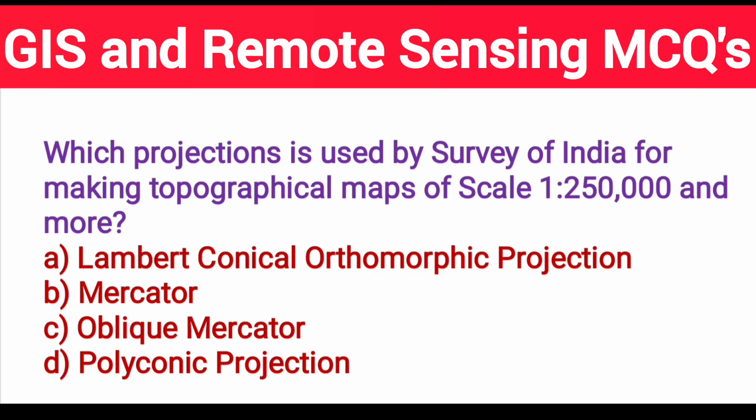Next question, which projection is used by Survey of India for making topographical maps of scale 1 in 250,000 and more? Option A, Lambert conical orthomorphic projection. Option B, Mercator. Option C, oblique Mercator. Option D, polyconic projection. So the correct answer is option D, polyconic projection.